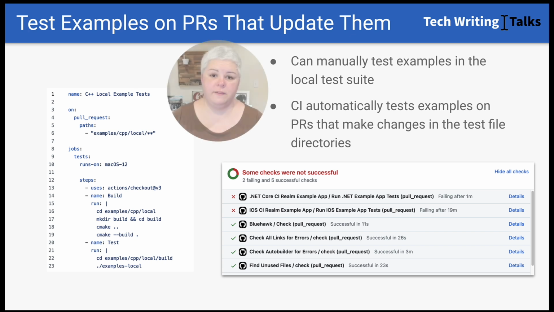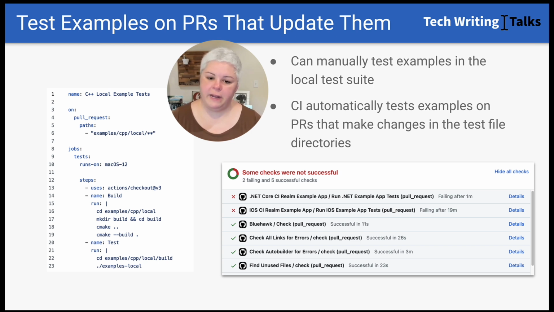In addition to running the tests in the unit test suites, we also use GitHub workflows to run the test suites on pull requests where we update those tests. So you see here on the left, there is a GitHub workflow that runs our C++ local unit test suite when there's a change to any file in the CPP local directory. So if I update a code example in that test suite, then this will automatically run the test suite and post the result on the pull request.